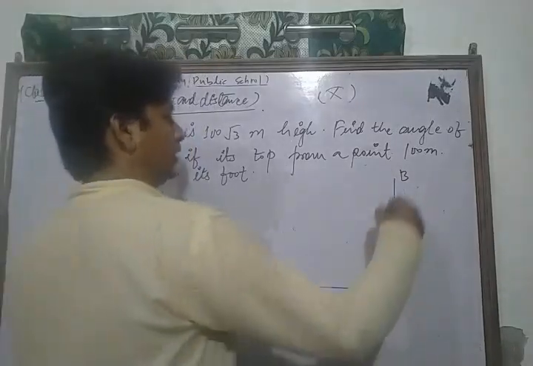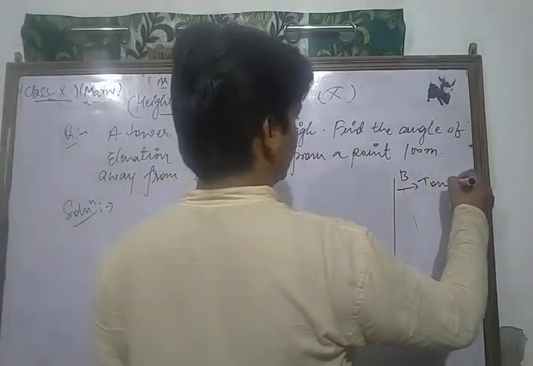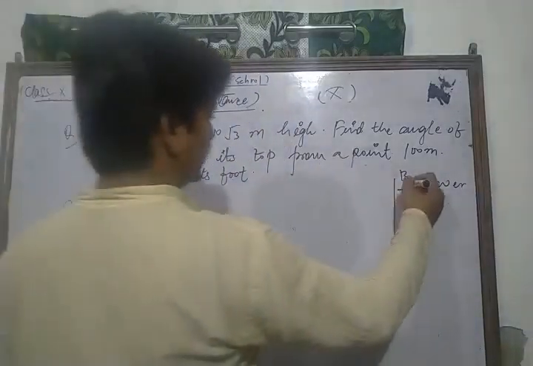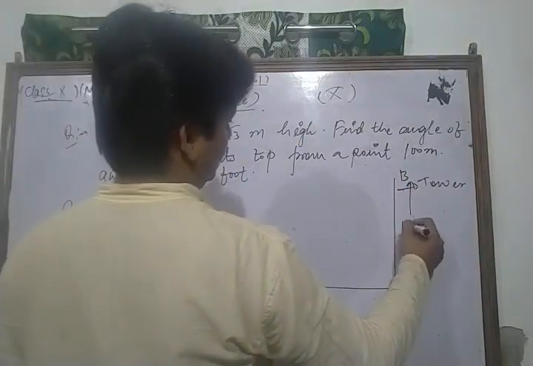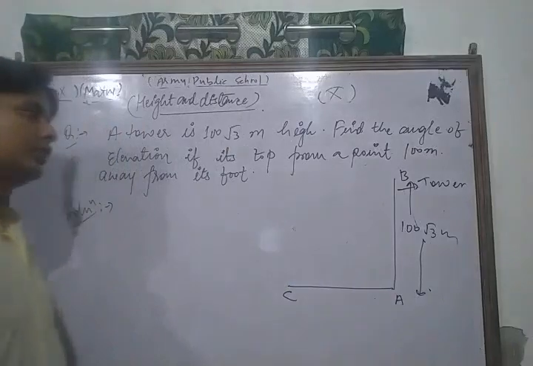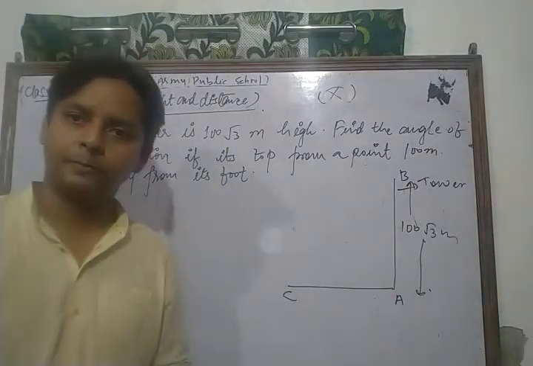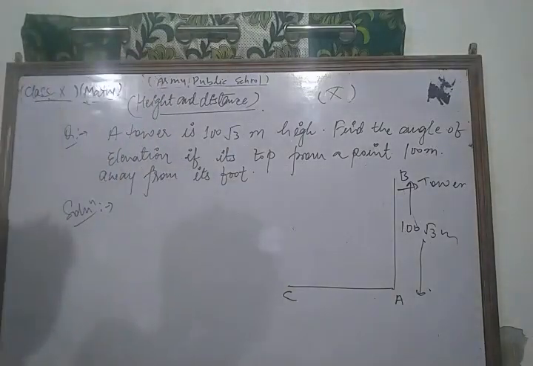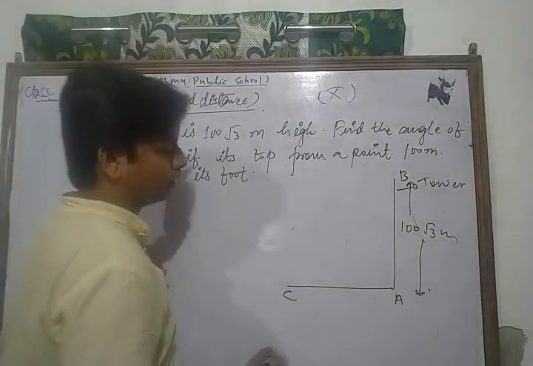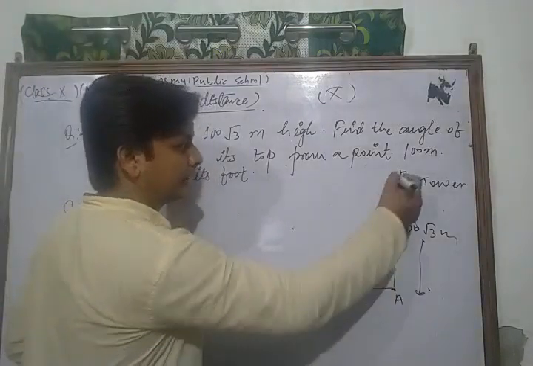This is your tower, which stands on the surface of the earth, and the height of that tower is 100 under root 3 meters. Okay. Now look, here we find the angle of elevation if it is seen from a point 100 meters away from the foot. Suppose this is the foot of the tower and this is the top of the tower.